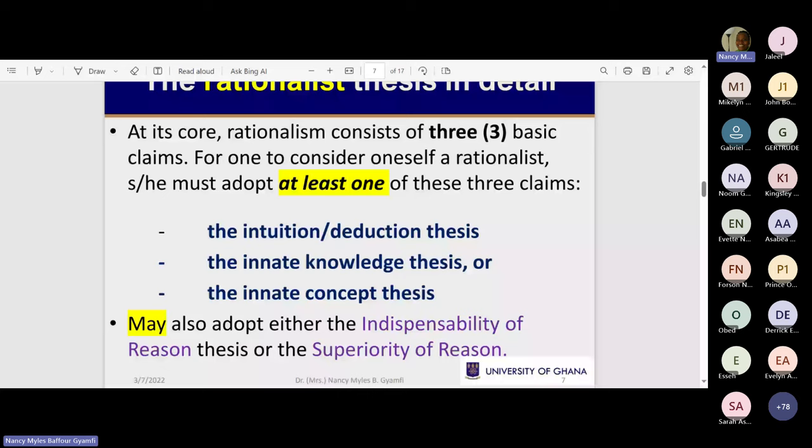Intuition and deduction is one of them. The second one is the innate knowledge thesis. They believe, this group of people, those who are rationalists, that there is some knowledge that I have prior to experience, before I have senses to even experience at all. Innate means inborn, imprinted on it, inscribed.